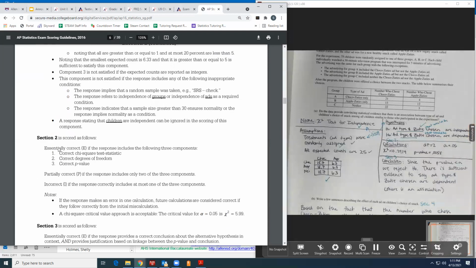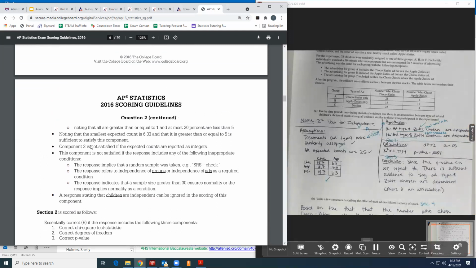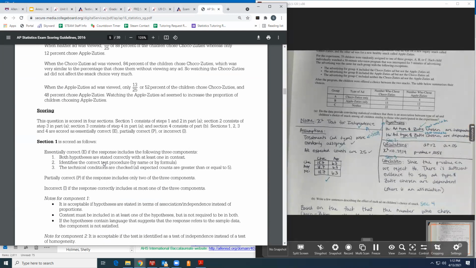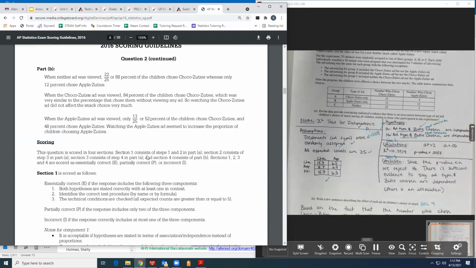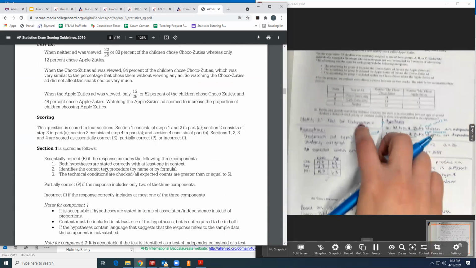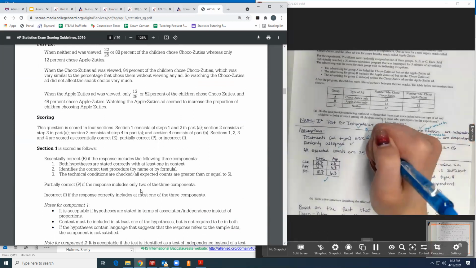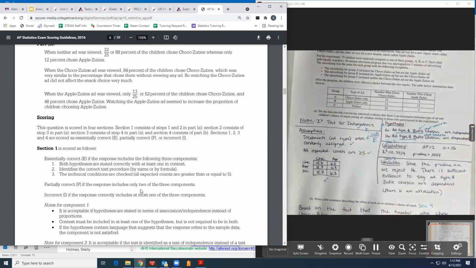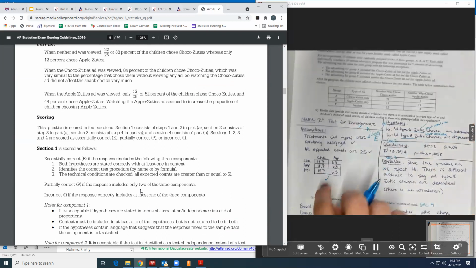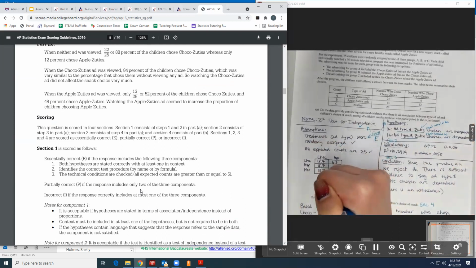Okay, we're going to move on. Essentially correct if we have the correct chi-square degree. Oh, I didn't talk about partially correct. Essentially correct, you needed all 3 parts, 1, 2, and 3. Both hypotheses were stated correctly. We already talked about what they were. If you had 2 of the 3, it was partially correct. 1 of the 3 was incorrect. 0 of the 3 was incorrect.